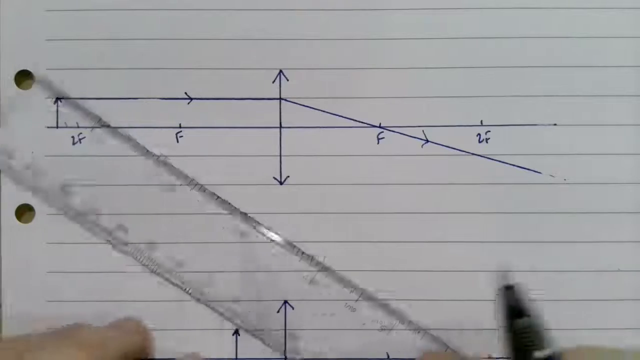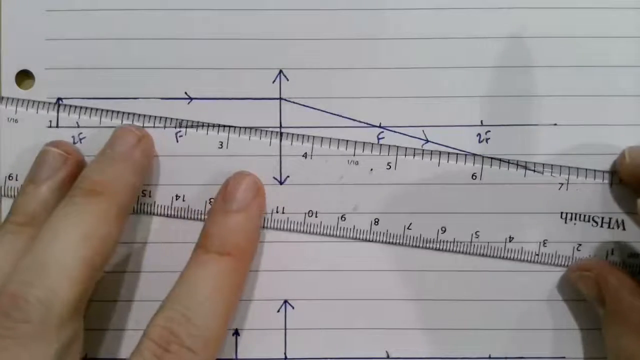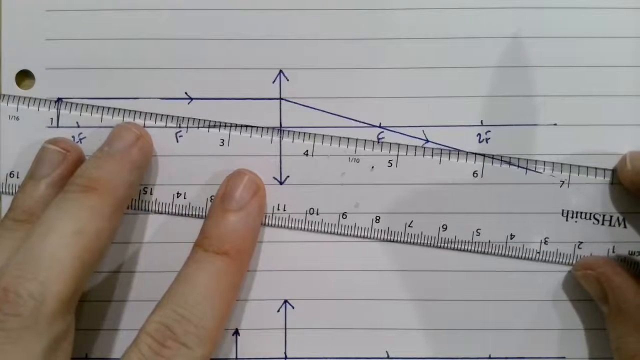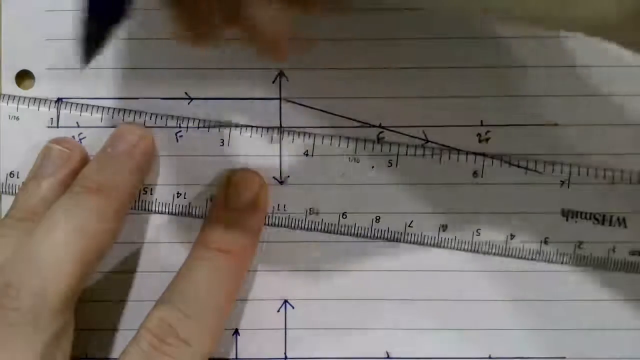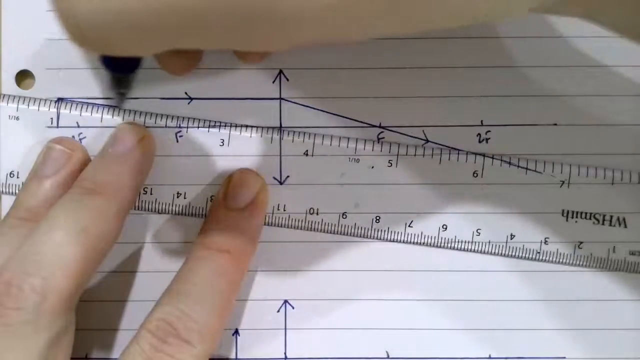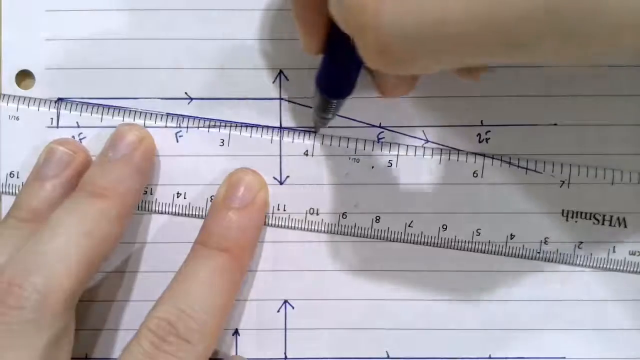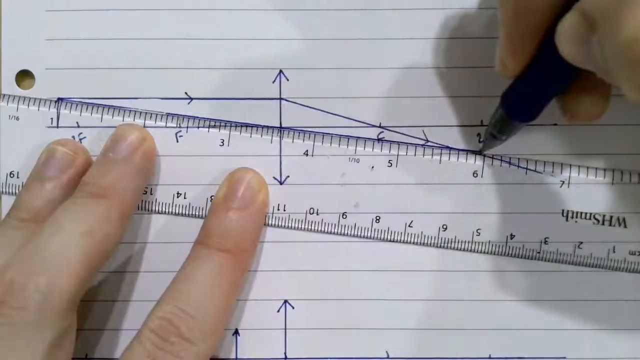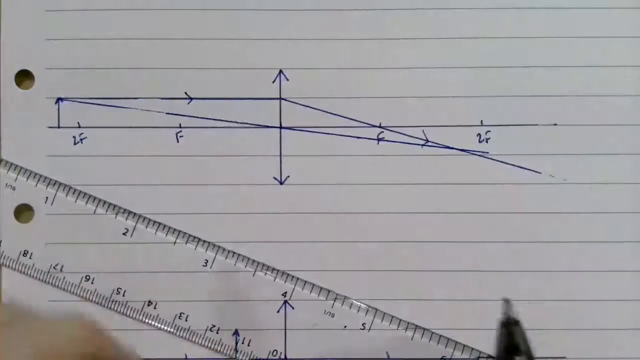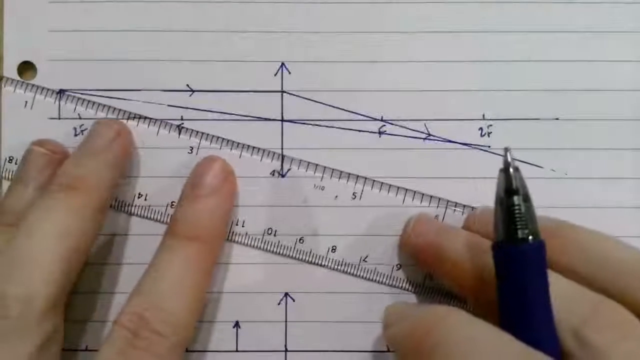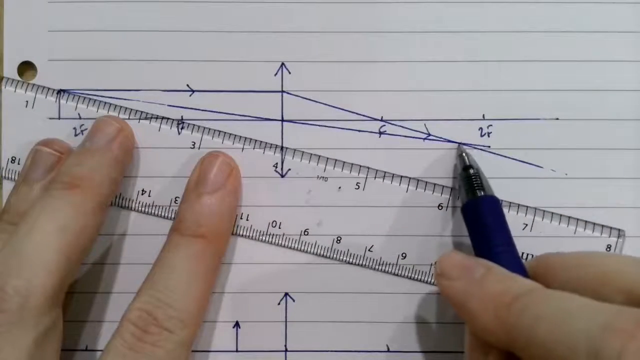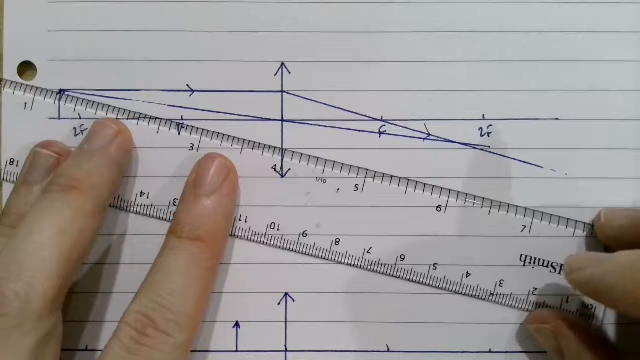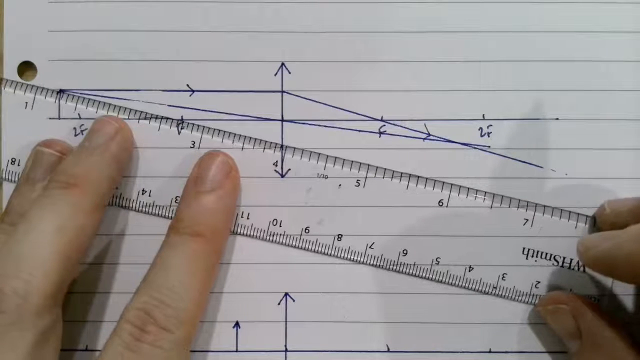Then my second ray goes through the center of the lens, and any ray that goes through the center of the lens, doesn't matter what angle it's at, remains unaffected, so that just goes straight through. And then my final one, hopefully, is going to end up over here, but we'll see. We'll follow the rules and see what happens.